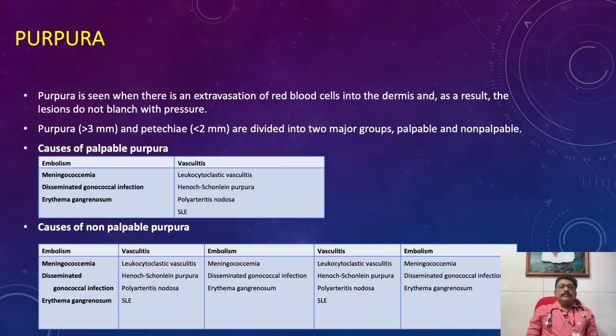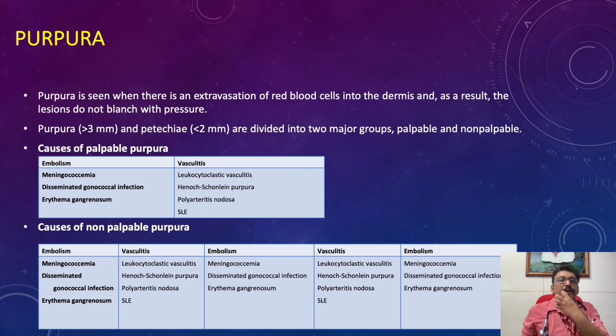Now, purpura is seen when blood is extravasated into the dermis, and as a result the lesions do not blanch on pressure. You can see some rashes that disappear when we press them, whereas purpuric rashes produced by thrombocytopenia do not blanch on pressure. One more important thing is that some purpuric rashes are palpable. They are due to vasculitic lesions, whereas thrombocytopenic purpuras are non-palpable lesions.